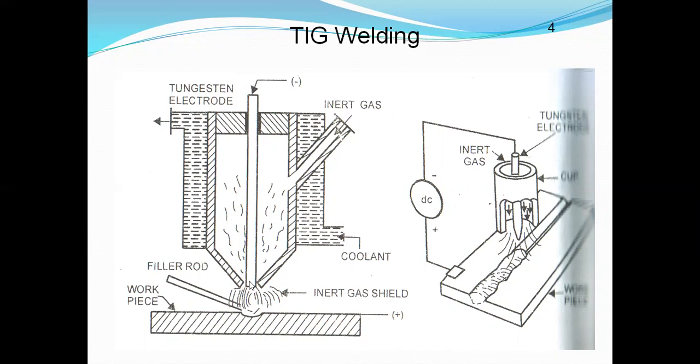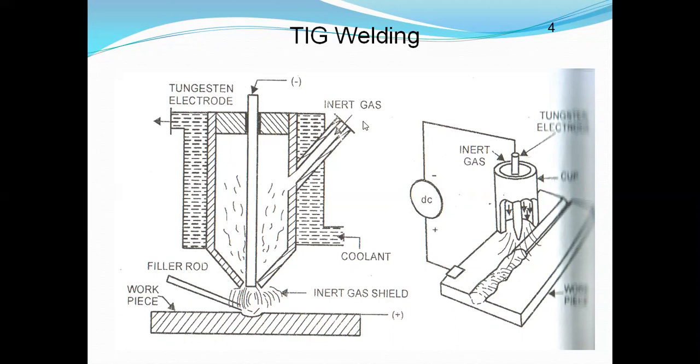In between these, the circuit is closed. And here, by the side, we are using the filler rod. Filler rod means it is used to fill the gap between the two elements. While doing the operation, this filler rod is used to fill the gap, right? Whereas the tungsten electrode is only used to produce the arc, not to be consumed.